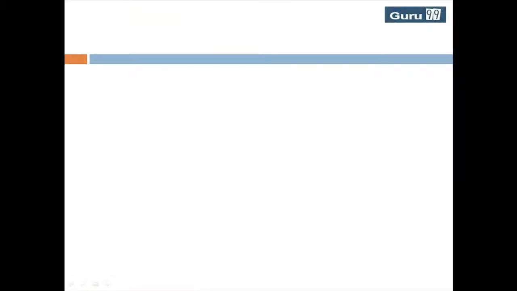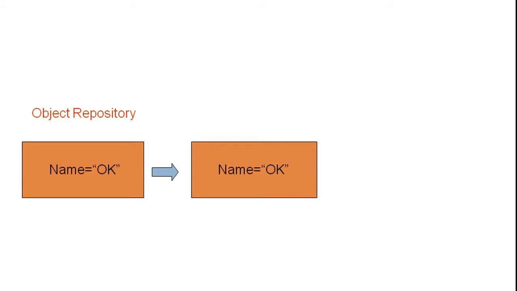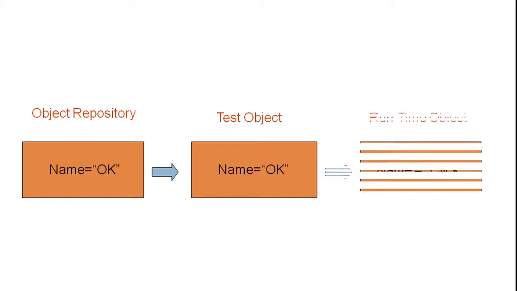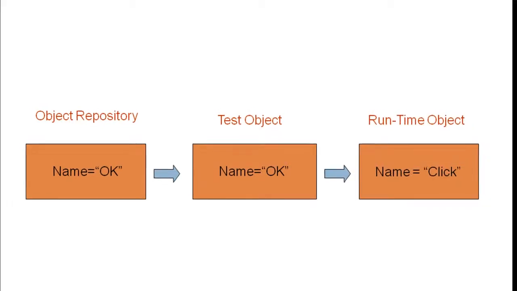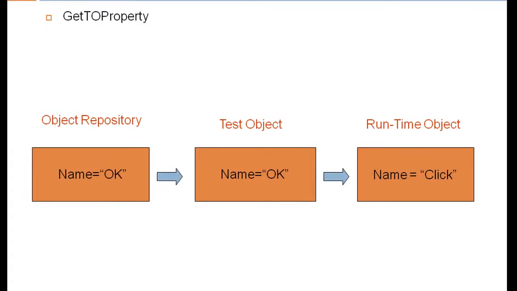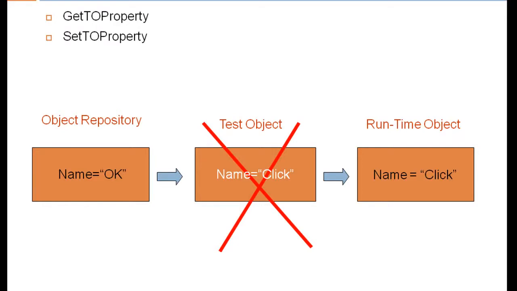That's all on GetROProperty. Let's look into GetROProperties. Consider a web button with name equals OK stored in the object repository. When the test is run, QTP creates a copy of this object called the test object and compares it with the runtime object. Using GetROProperty, you can retrieve the value of a property of a test object. Using SetTOProperty, you can change the property value of a test object. When the test is completed, this test object is discarded.